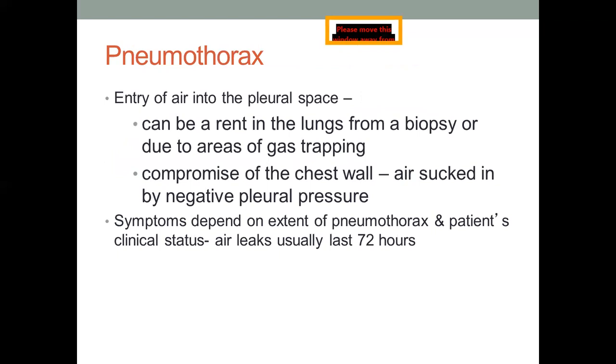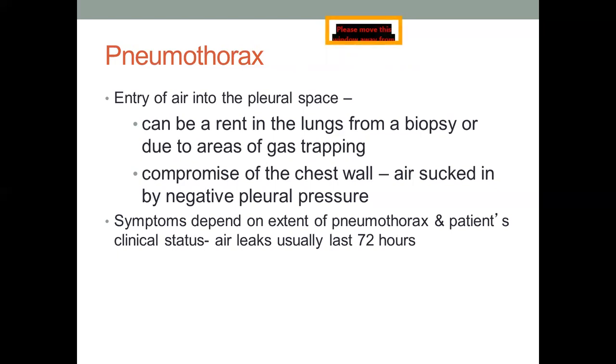Now we will discuss pneumothorax, which is the entry of air into the pleural space, which can be through the lung or through the chest wall, maybe due to damage or trauma or due to lung diseases.